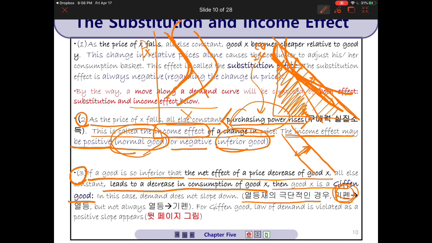That's how it is. So if a good is so inferior, the net effect of a price decrease of good X leads to a decrease in the consumption of good X. Here, the consumption amount is increasing as price falls, right? But there, even though price is falling, the amount of good X consumed is falling instead of increasing. If that happens, we call this good a Giffen good, right? We will see in the next picture in much more detail.